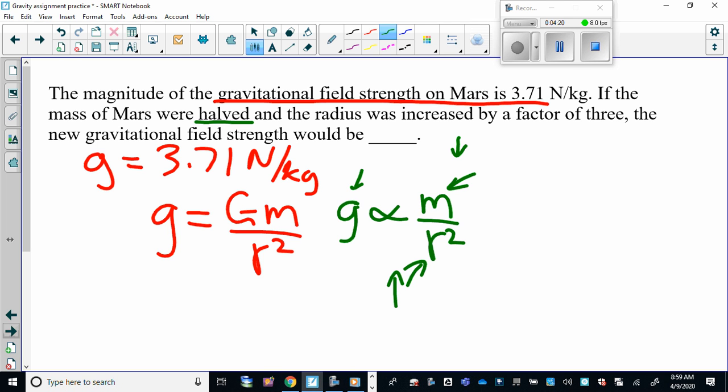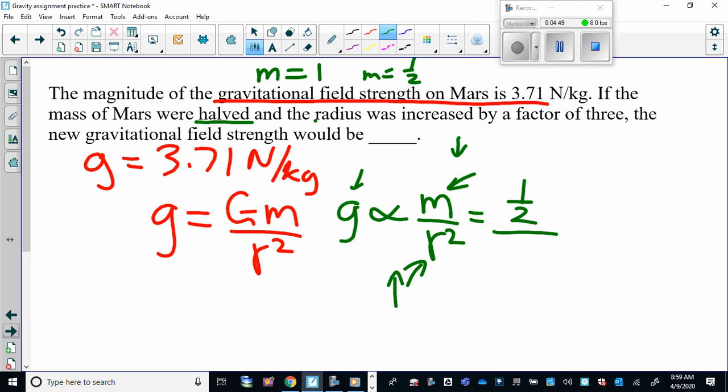Half of the mass. The mass of Mars is not given in the question, and you're not expected to know it. So you just say, for the sake of argument, that the mass of Mars is 1. The new mass of Mars will be a half. It doesn't matter that we're not putting in units, because this is just a relationship question.